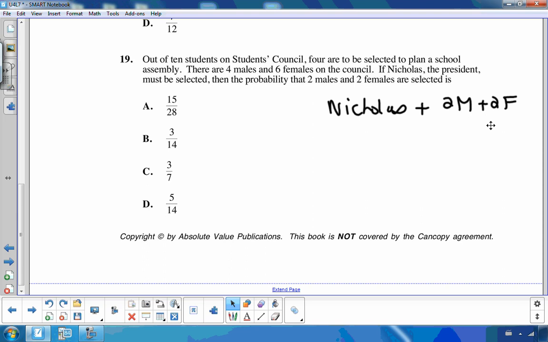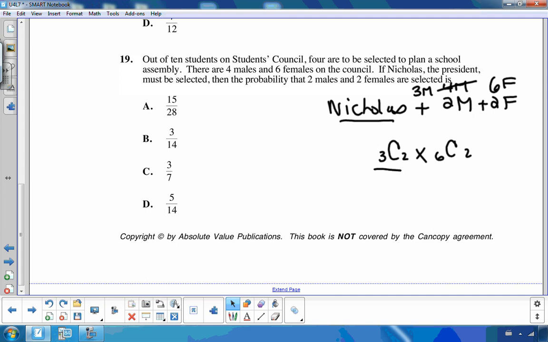Okay, so we have to select Nicholas, so it's kind of like we're going to just take him completely out of the mix. So when I have my 4 males that I'm choosing 2 from, and I have my 6 females and I'm choosing 2 from, since I want Nicholas to be on there, I'm taking him out of the selection. So really I only have 3 males that I'm choosing from. So I have 3 males and I need 2 of them. I'm not assigning roles, tasks, or positions, so it is a combination, times 6 females, and I need 2 of them.